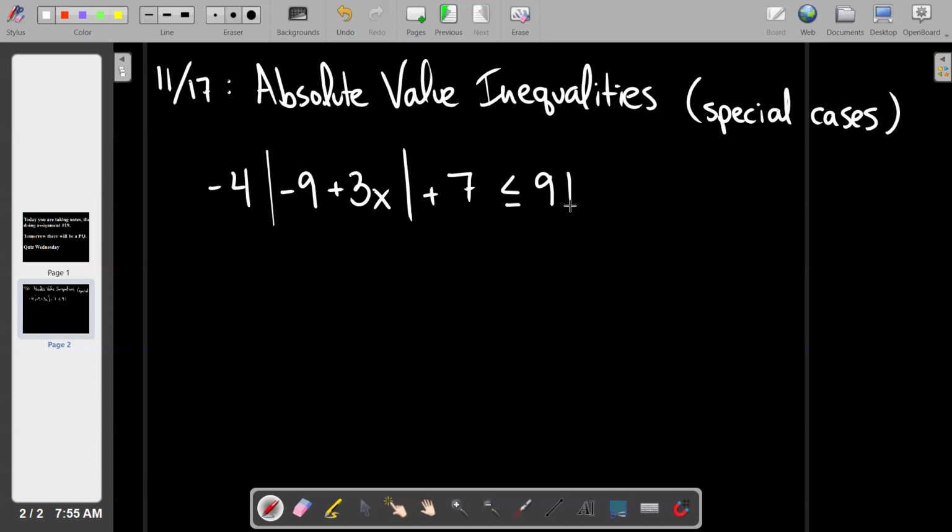Monday morning, 7:56 a.m. First math problem of the week. What do we do first? Subtracting 7 is the right answer, right? You got to get rid of that straggler number first. So we have -4 times the absolute value of the stuff is less than or equal to what? 21 minus 7.